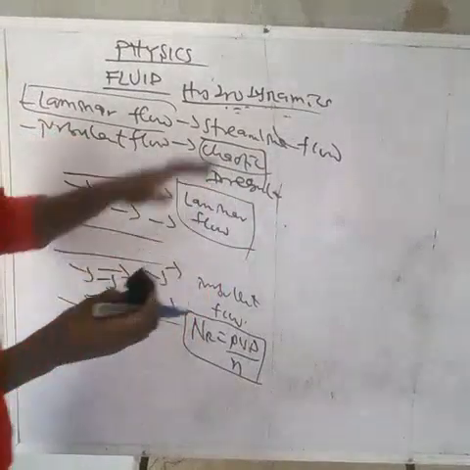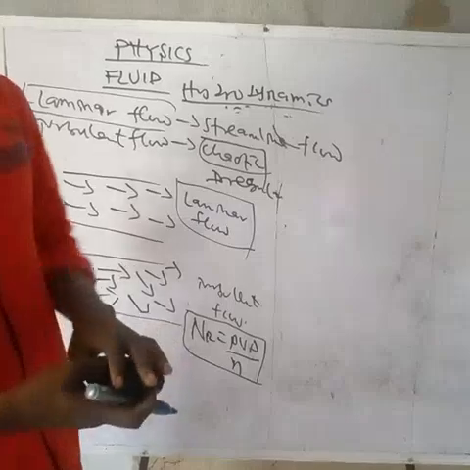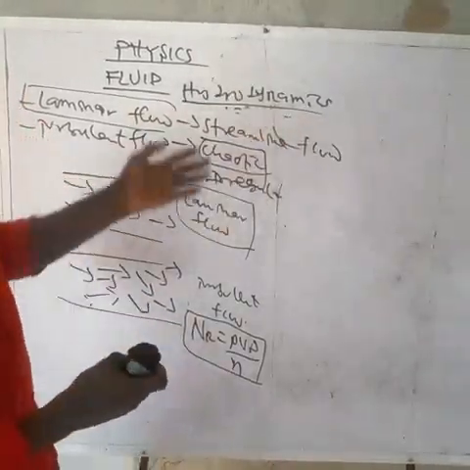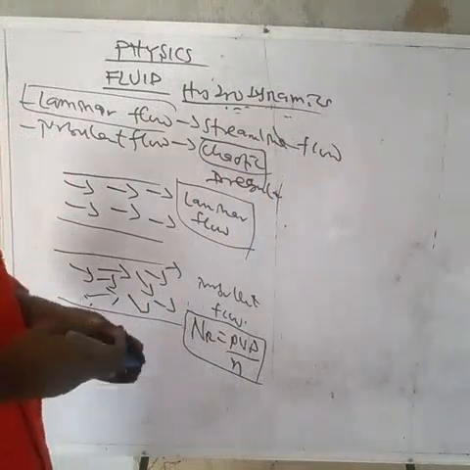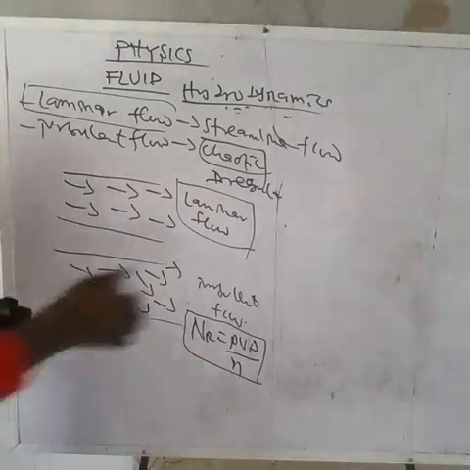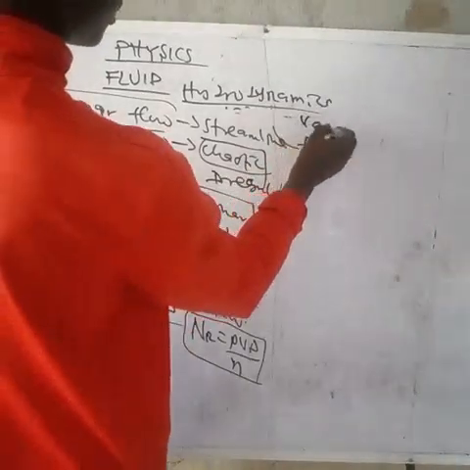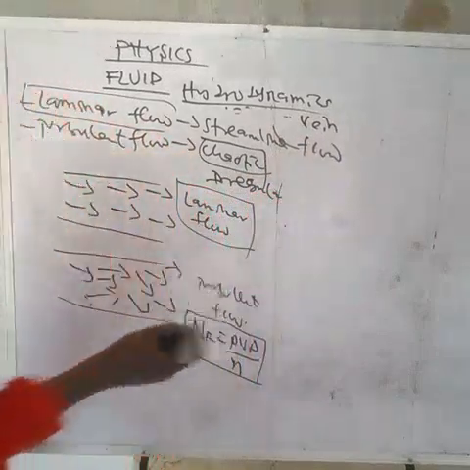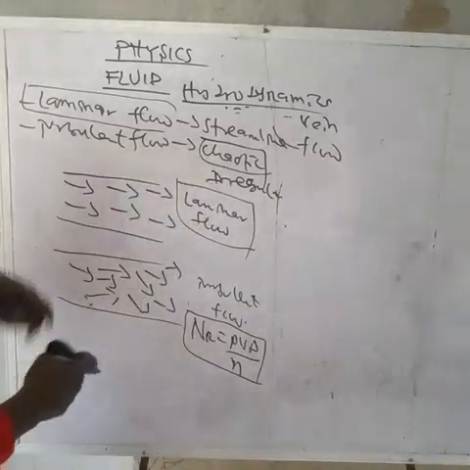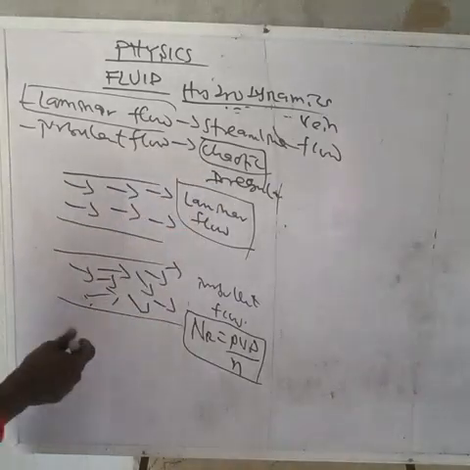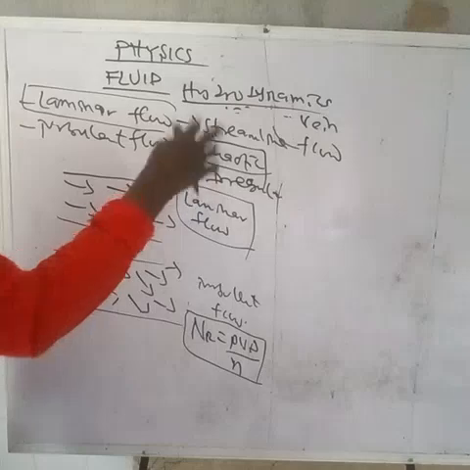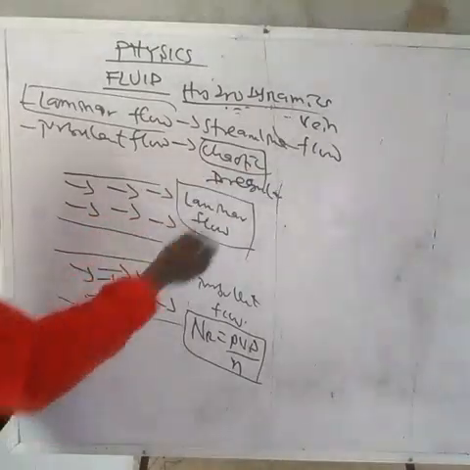Laminar or streamline flow is a kind of flow that moves in a regular pattern, and an example is tap water. Tap water is a laminar flow. Blood flow in the vein is also an example of laminar flow. While turbulent flow is an irregular flow, also chaotic in form. So streamline or laminar flow is regular, while turbulent is chaotic and irregular.